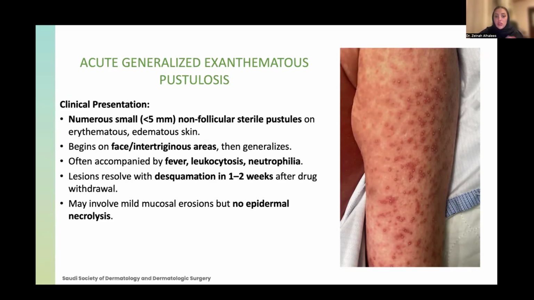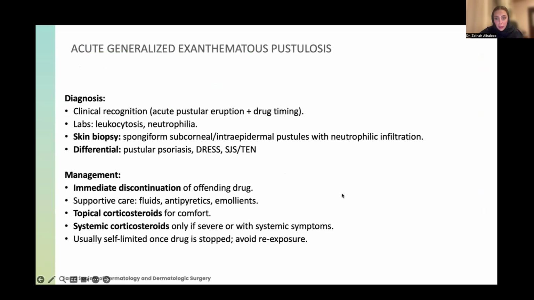Lesions resolve with desquamation, usually 1 to 2 weeks after drug withdrawal. It may involve mild cutaneous erosions. So this is your clue. If you have a drug history, and sometimes if you have mucosal involvement, usually this can be associated. This is usually more AGEP rather than psoriasis. Another thing is obviously your personal history of psoriasis, and on physical exam if you have other signs of psoriasis, scalp involvement, nail involvement. So you really want to look at those on history and physical exam.